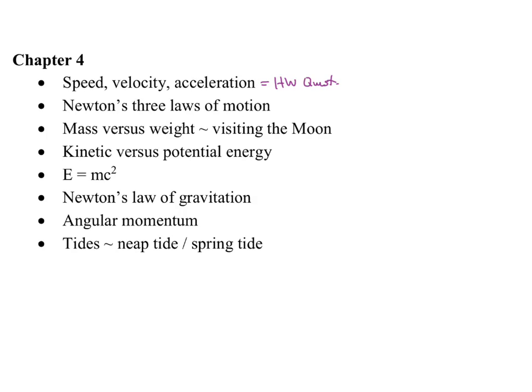So it goes something like this: speed is distance divided by time, velocity has a direction component, and acceleration is change in velocity. So like I said, I'll post all of these. And remember that units of acceleration are meters per second squared. Okay, so that's a homework question.